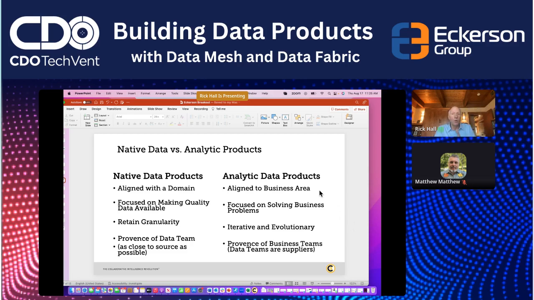Now, in our world, we think of data products as a pyramid, right? At the bottom, you have what we'll call native data products. They're aligned with a domain. They're focused on making quality data available, and they retain their granularity.